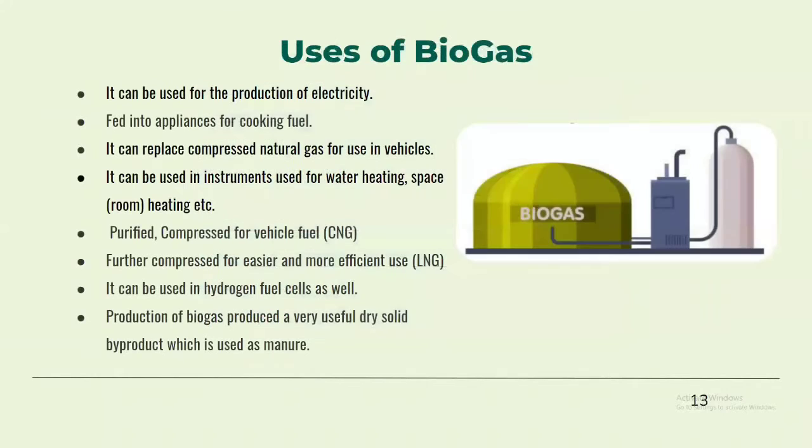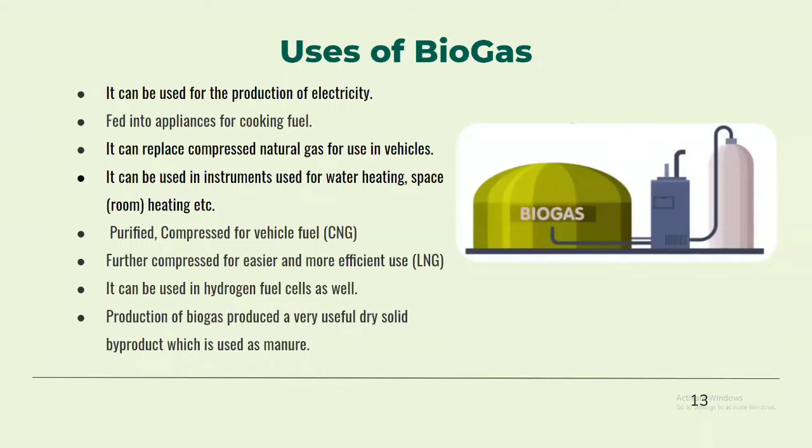Now, here are some uses of biogas. Biogas can be used for the production of electricity, and fed into appliances for cooking fuel. It can replace compressed natural gas for use in vehicles. It can be used in instruments used for water treatment, water heating, space heating or room heating, etc.